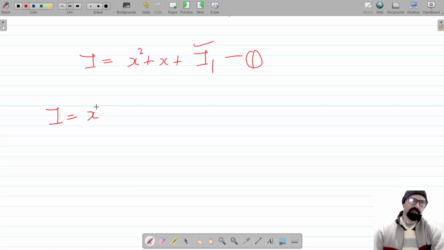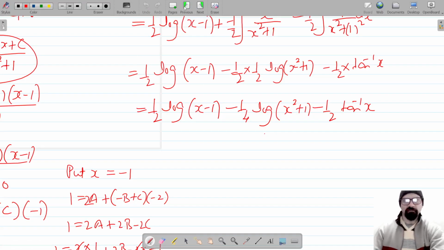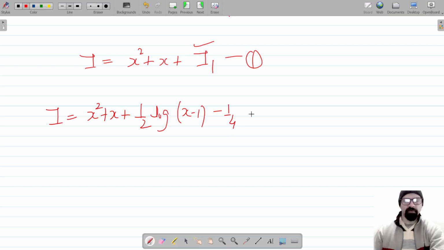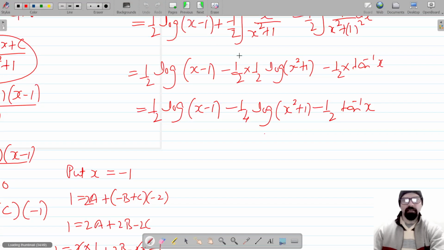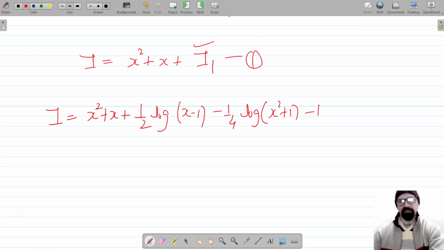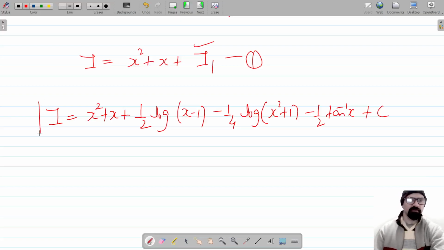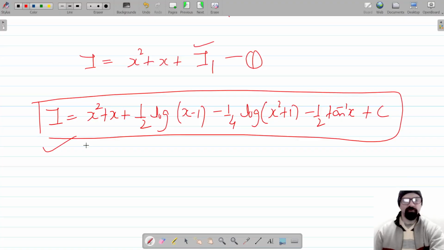Okay. So our integration finally becomes, let me replace the value of I1 here. So this is x squared plus x plus, let me put in the value of I1, which was half log of x minus 1, minus 1 by 4 log of x squared plus 1, minus half tan inverse x minus half tan inverse x plus c. So this is our integration. Question number 28 is part B.